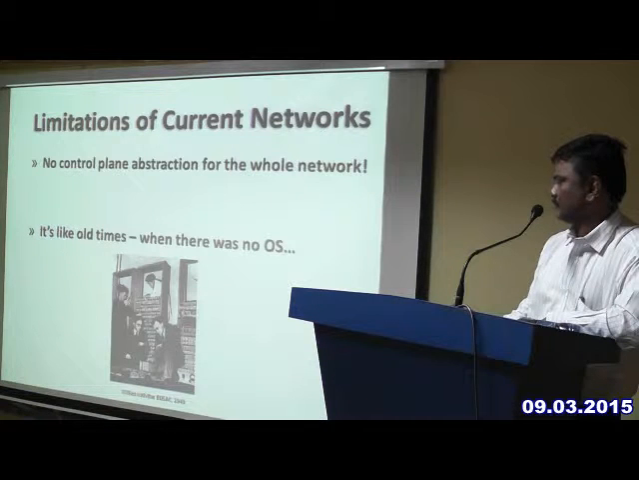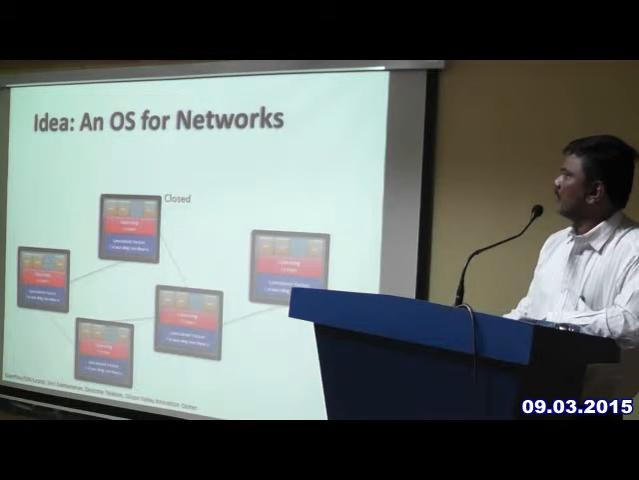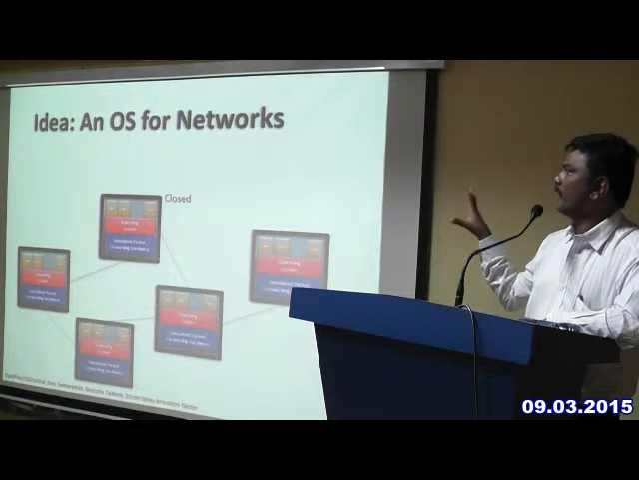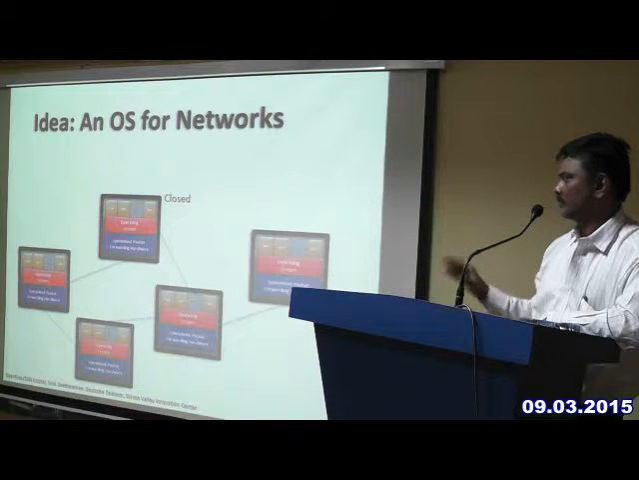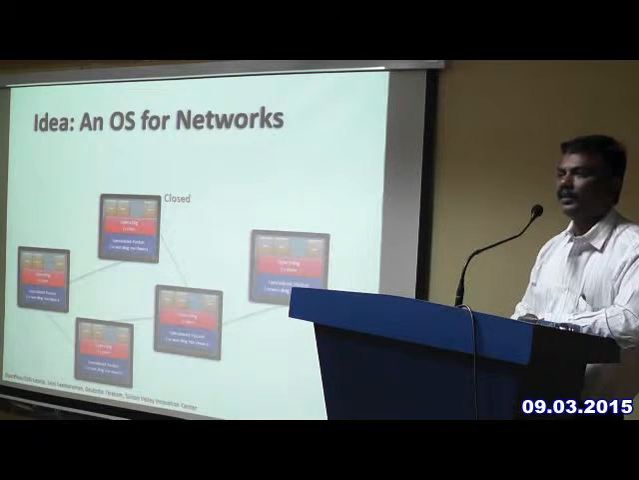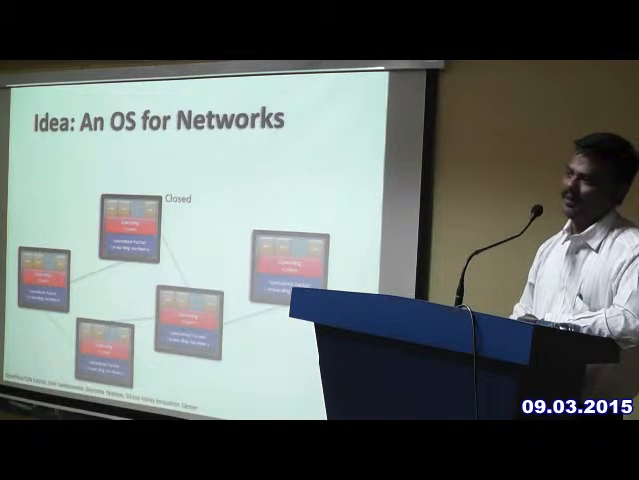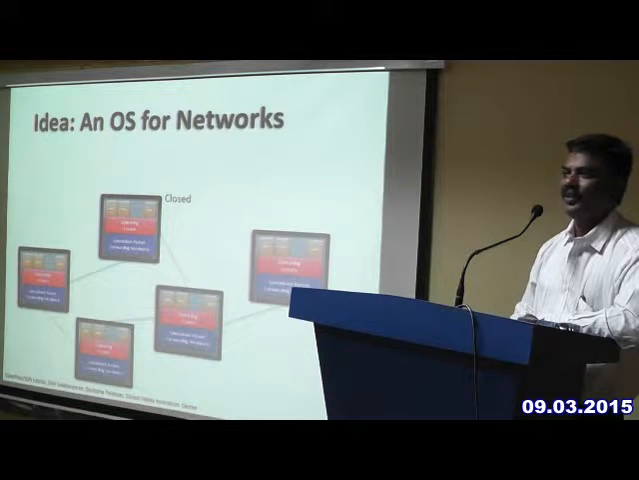See some of the diagrams. It's in 1949. And open an operating system for networks. So what we are looking for is a kind of operating system for networks. Currently available is operating system for computers. Okay. OS is available for computers.